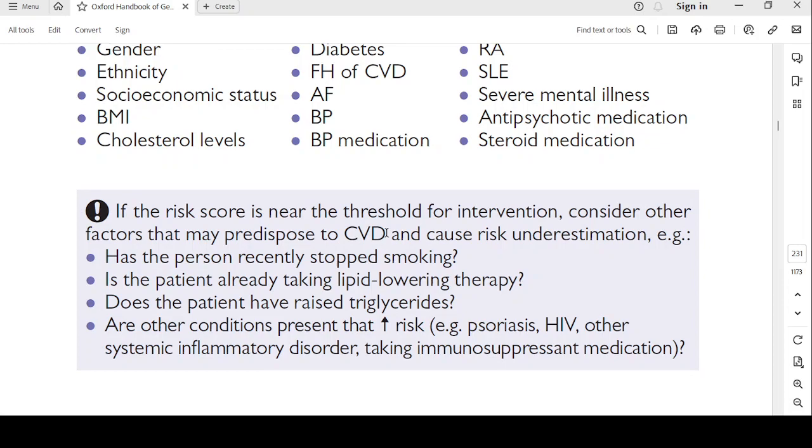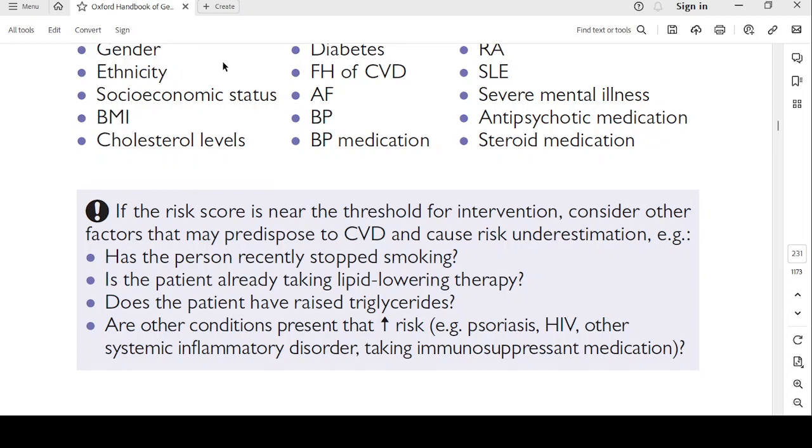So you'll start statins, etc. So once your risk is at 9.5 or at 9, then you should not say no, it is 9. When it goes to 10, then I will start the intervention. At that point you have to find out whether he has just recently stopped smoking.